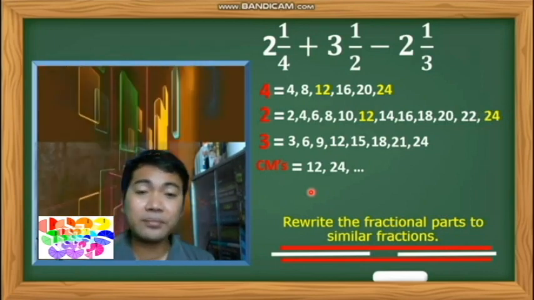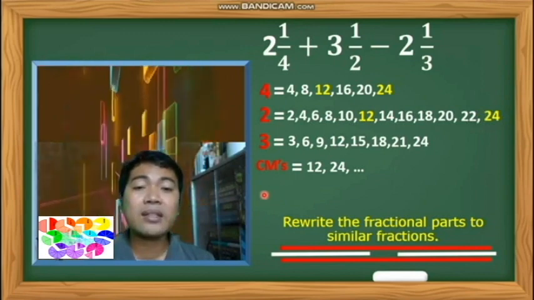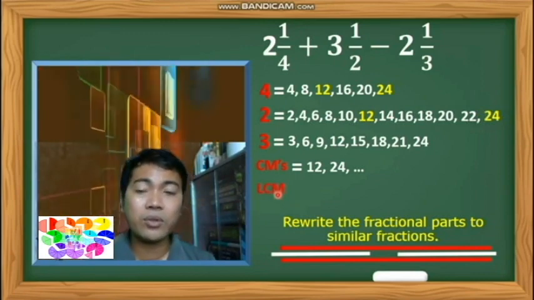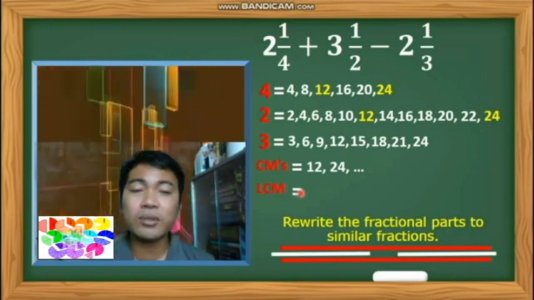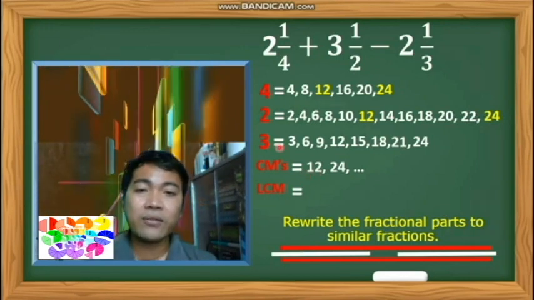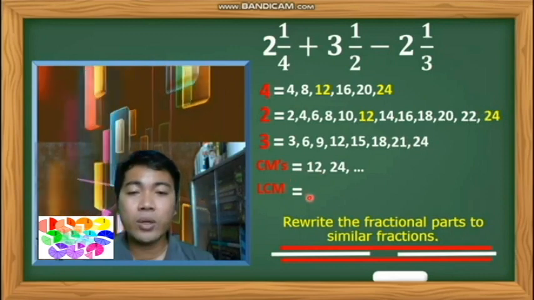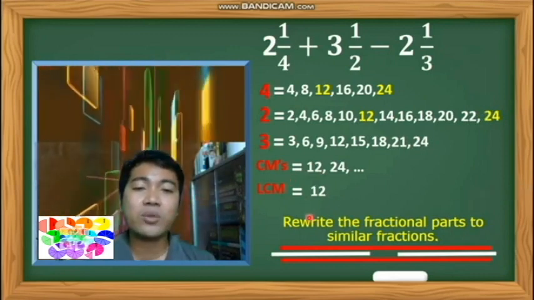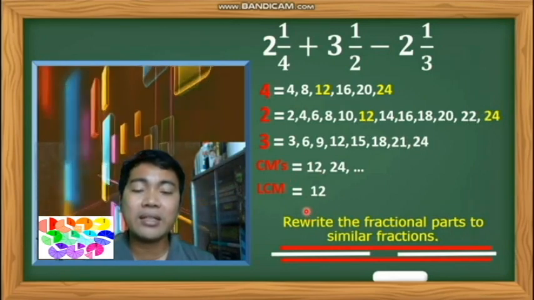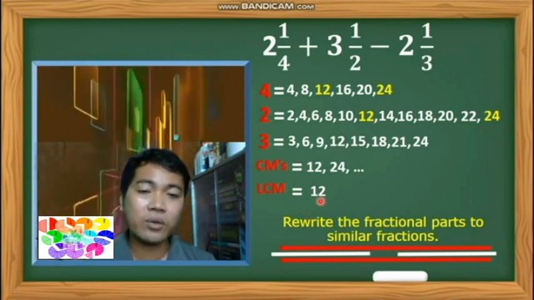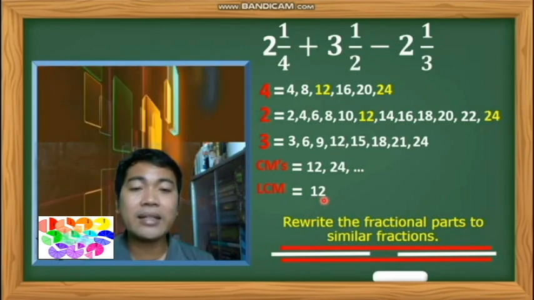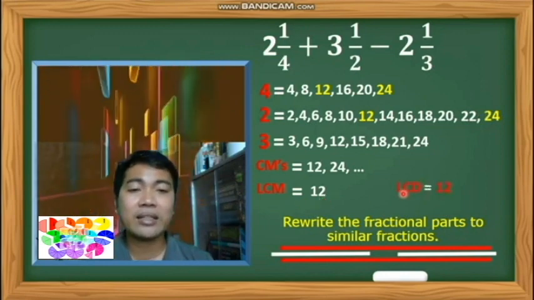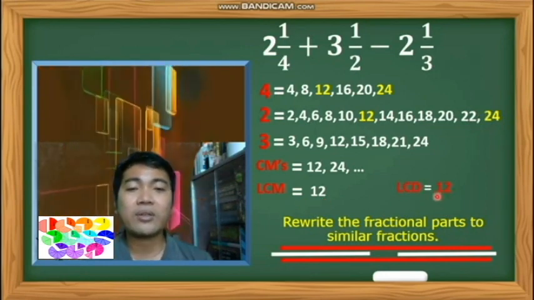Next is the LCM. Among these common multiples, kukunin natin ang least common multiple. So, the least common multiple of 3, 4, and 2 is 12. Ayan, nakikita naman natin sa 12 and 24, ang pinakamaliit is 12. Therefore, itong LCM na ito rin ang magiging LCD, ito ang ating least common denominator.